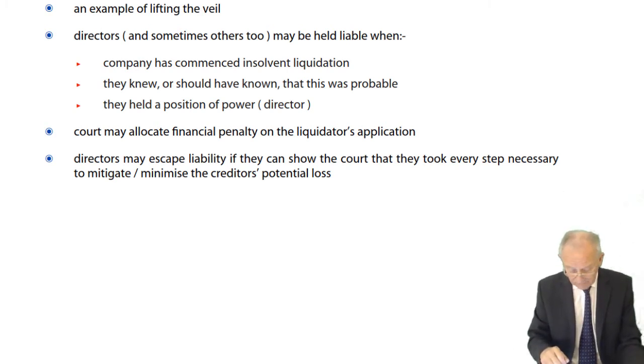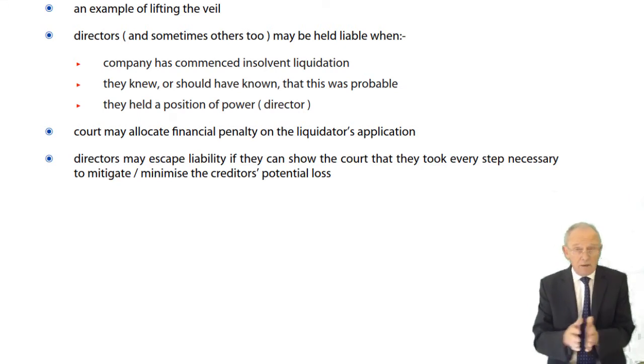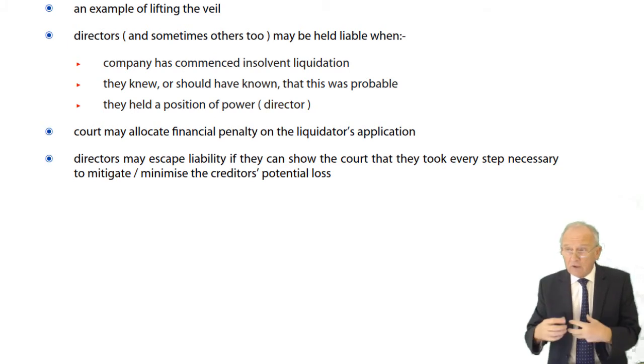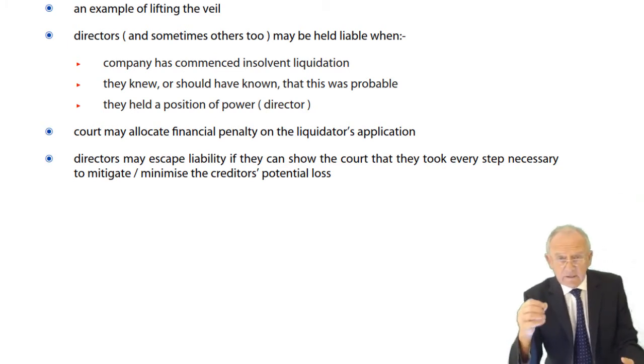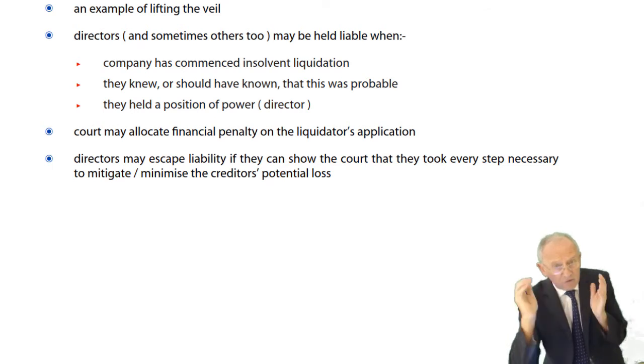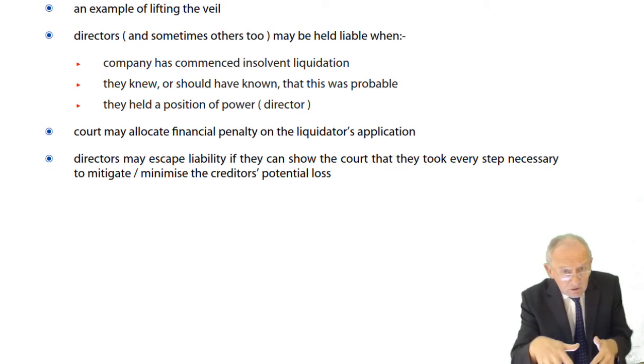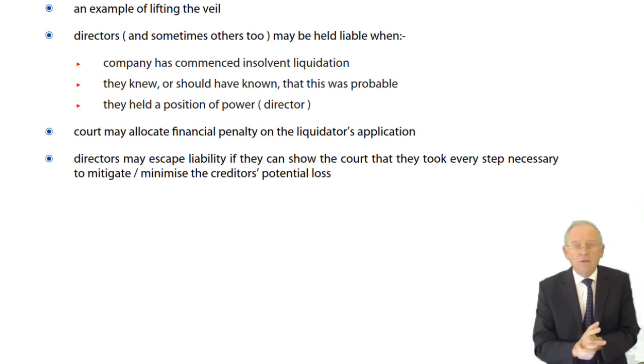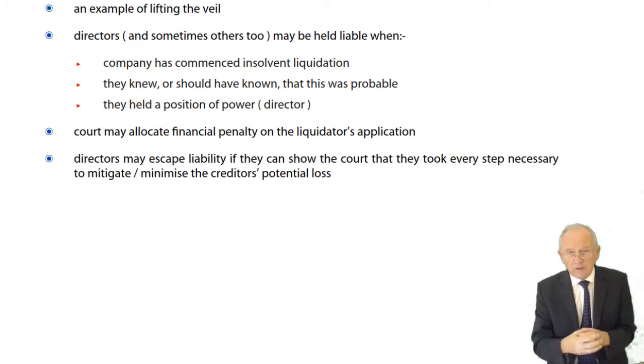Directors may escape liability if they can show the court that they did in fact take every step that was available to them to mitigate and minimize the potential loss to creditors. If they can show that they genuinely made sincere attempts to resolve the financial crisis into which they were plunging, then the court may allow the directors to escape with just an admonishment, just a telling off. If they can show that they did everything reasonably possible within their abilities, then the court may forgive them. Forgive may be the wrong word, but the court may exonerate them from blame.